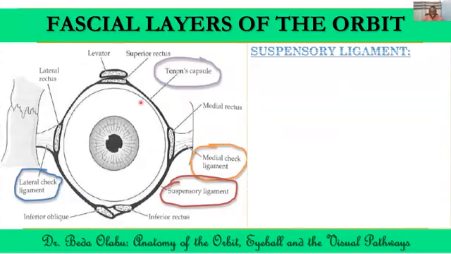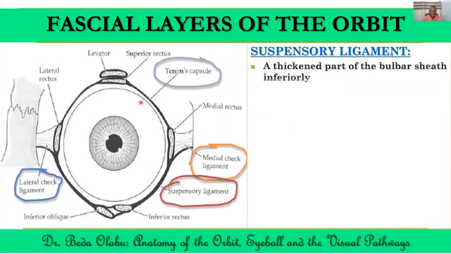All right, the other ligament to talk about is the suspensory ligament. The suspensory ligament is actually the thickened part of the bulbar fascia inferiorly. The bulbar fascia is thicker inferiorly compared to superiorly. So this inferior thickening is what we call the suspensory ligament. There are some things to note about the suspensory ligament though.